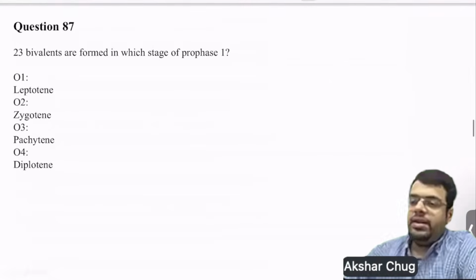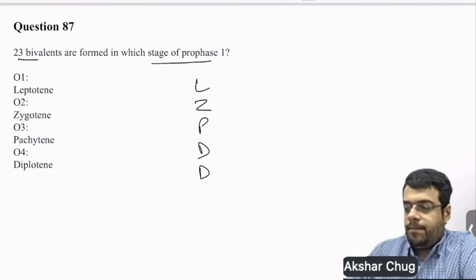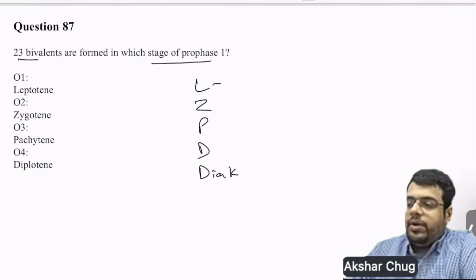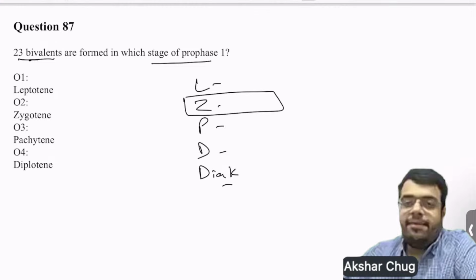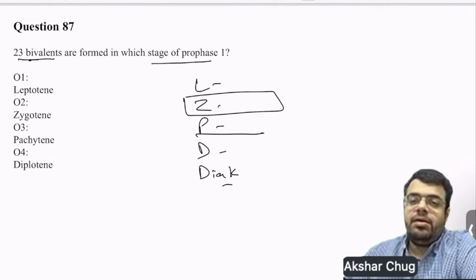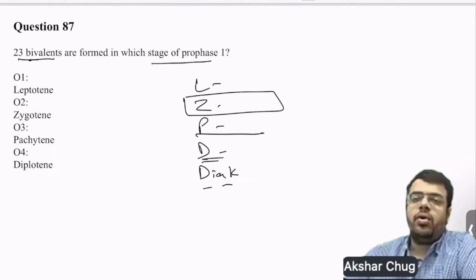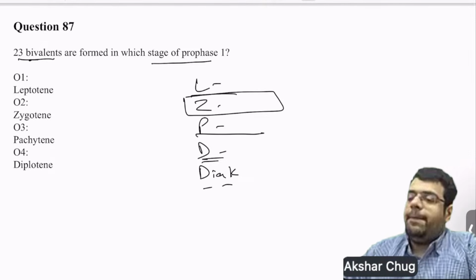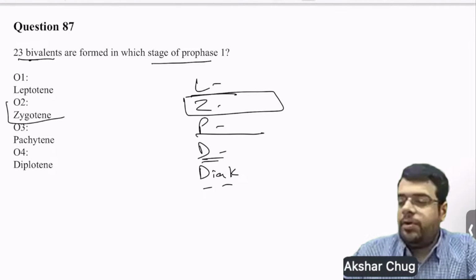Question 87, 23 bivalents are formed in which stage of prophase 1? There are basically 5 stages: leptotene, zygotene, pachytene, diplotene, and diakinesis. So basically in the zygotene phase, we see the formation of bivalents. In pachytene phase, we see the crossover happen. In diplotene and diakinesis, the crossover usually separates out. In leptotene, just the chromosome becomes condensed. So the correct answer would be option 2, zygotene.